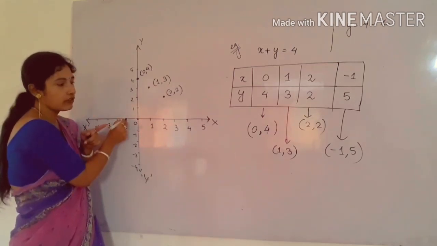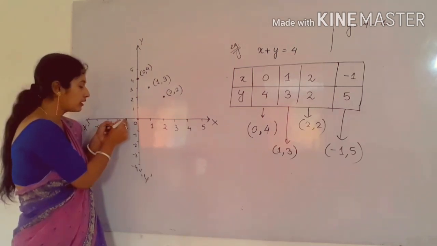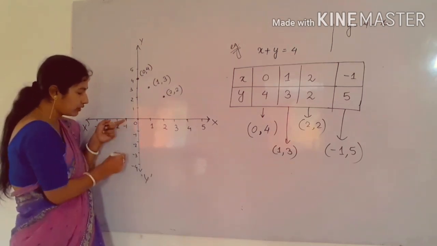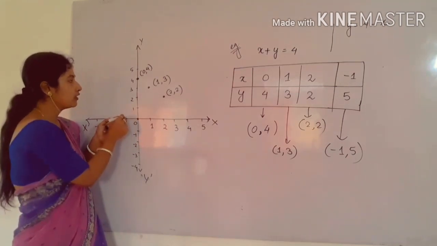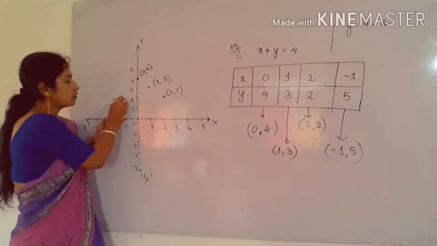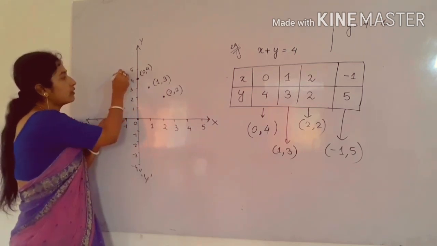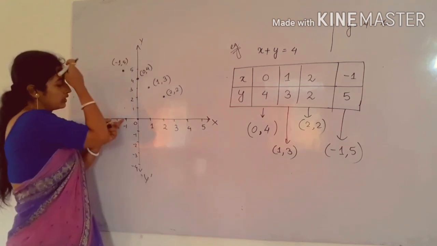See here, if the value of y is negative, suppose we got negative, then what we have to do? We have to go in downward direction. But now it is given, it is positive, na? So you have to go to the upward direction 5 steps. That means 1, 2, 3, 4, 5 here. Okay. So like this, we got minus 1, 5 here, the coordinates.